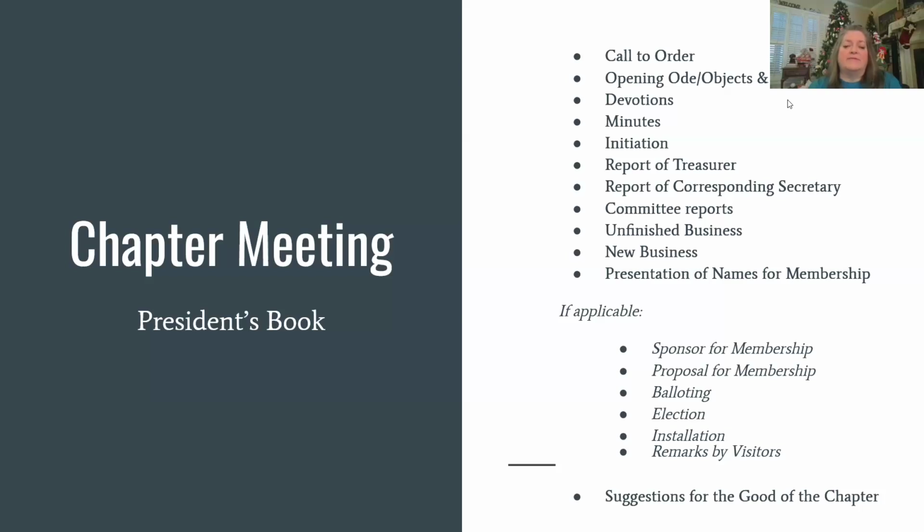And if applicable, if something is going on in the calendar of your year, if you're sponsoring for membership, or proposing somebody for membership, balloting for membership, electing officers, installing officers, and if you have any visitors, then you will note that in the remarks for the visitors. And then at the end of the meeting, there are suggestions for the good of the chapter.